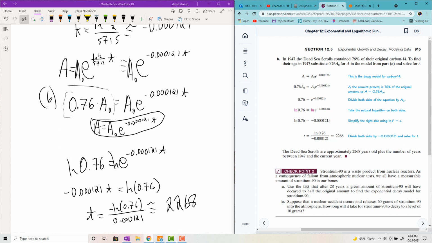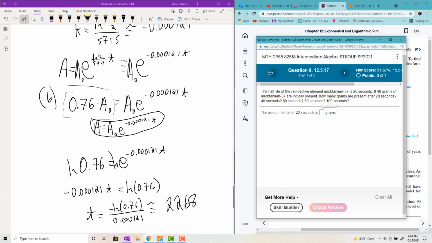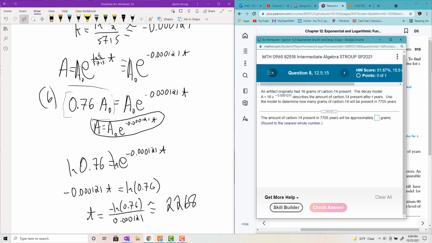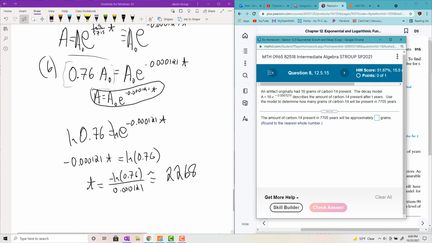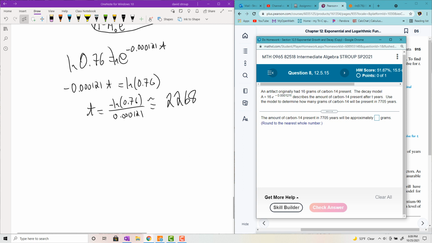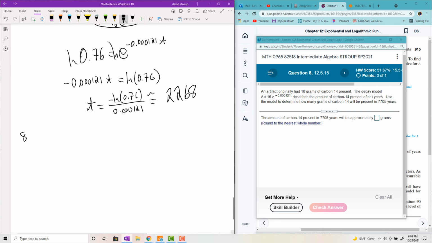So getting back to the homework then, and looking at what you have there. In this problem 9, you're given a half-life and you're able to get the formula, but problem 8 here, they give you the formula in this one. So let's look at number 8, I guess. An artifact originally had 16 grams of carbon-14. The decay model, then, they just give it to you, right?